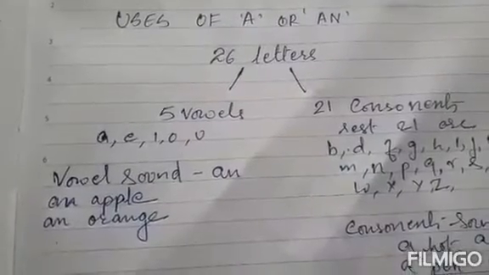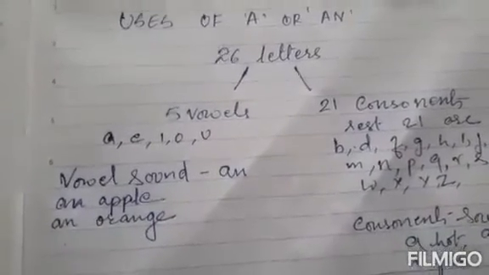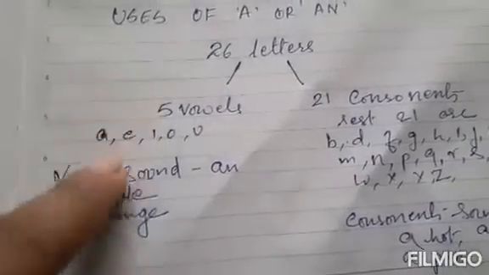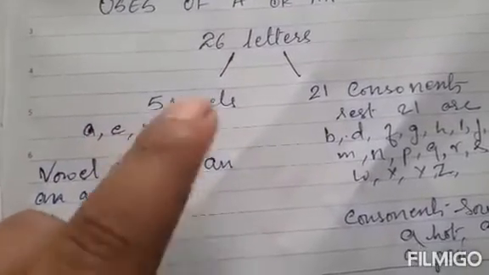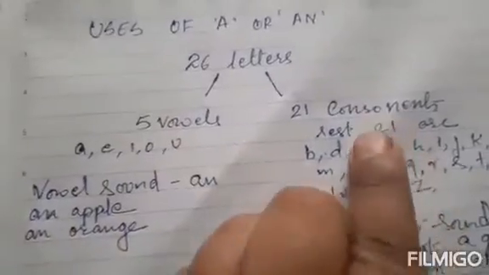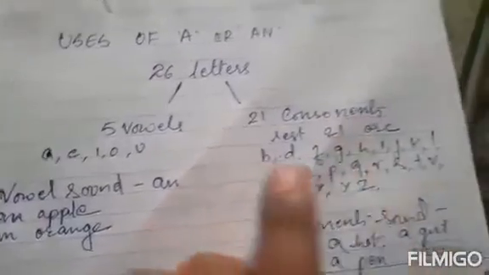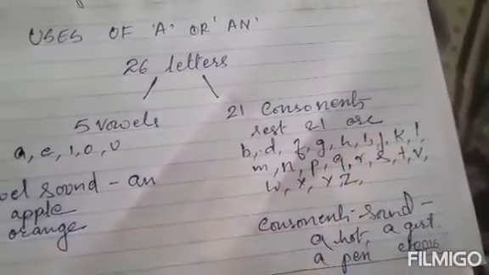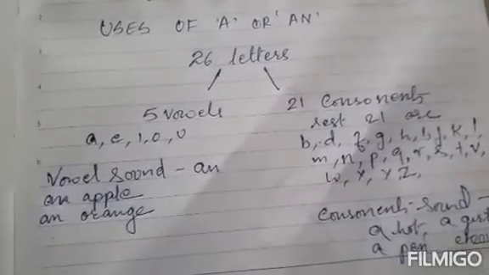So let's learn more about a or an and its uses. Basically we have 26 letters in English. 5 are vowels. Vowels are A, E, I, O, U, and the rest, 21 alphabets, are consonants. That is B, C, D, F, G, H, J, K, L, M, N, P, Q, R, S, T, V, W, X, Y, Z. All these are consonants.